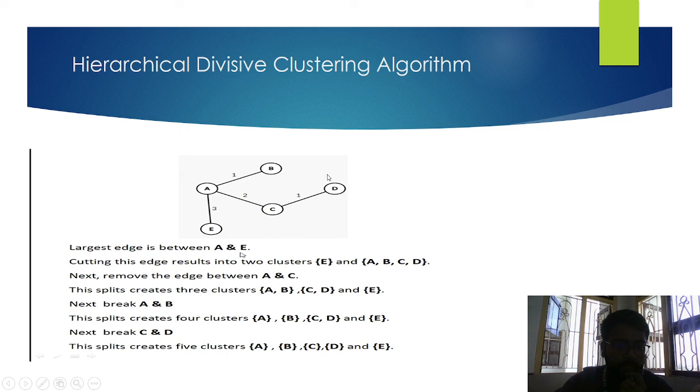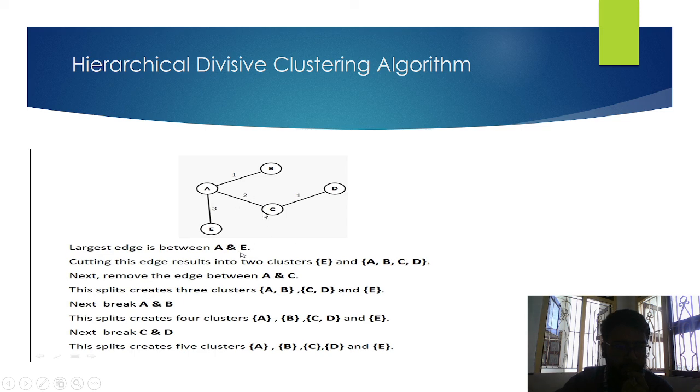A, B, C, D is one cluster, and E is a separate cluster. Next, what is the second largest? The next largest is in the cluster A, B, C, D. In that cluster, AC is the largest with a value of 2. So now we remove the edge AC.